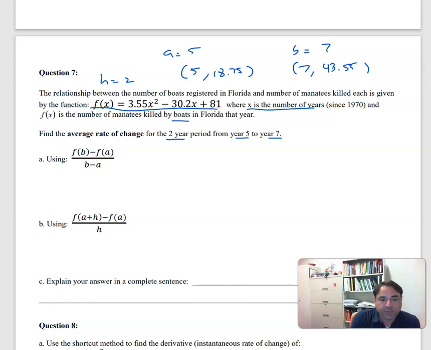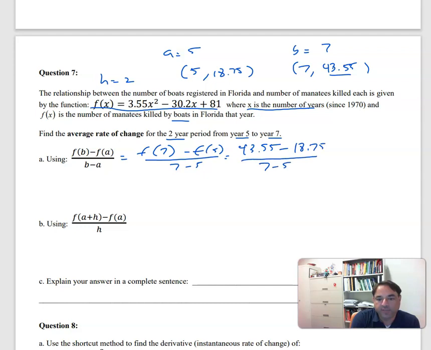So if we use the first formula, f of b, which is 7, minus f of a, that's 5, over 7 minus 5. F of 7 is the result of 7, which is 43.55, minus f of 5, the result of 5, which is 18.75, over 7 minus 5. That's going to give you 24.8 over 2, which is 12.4.